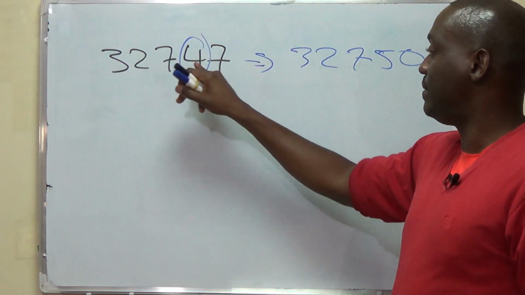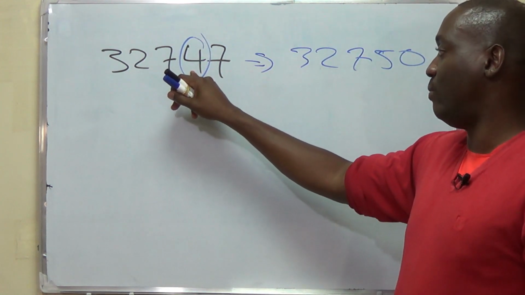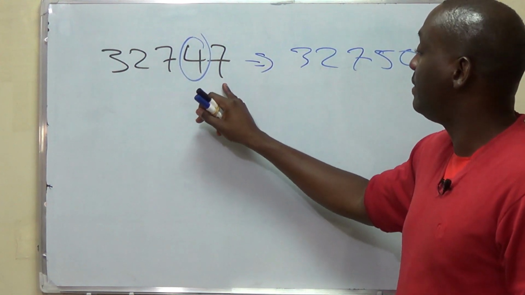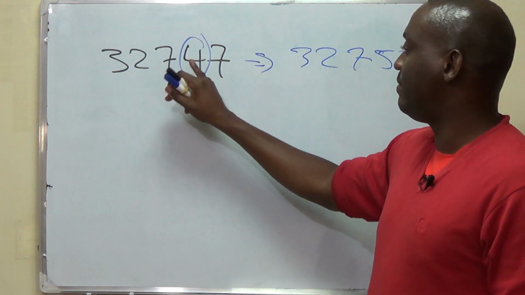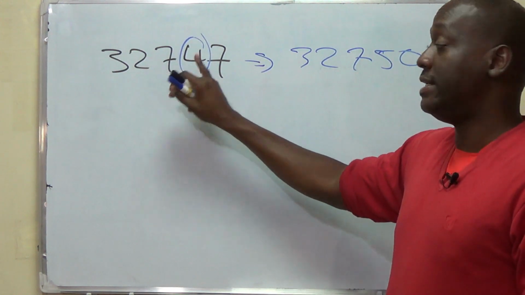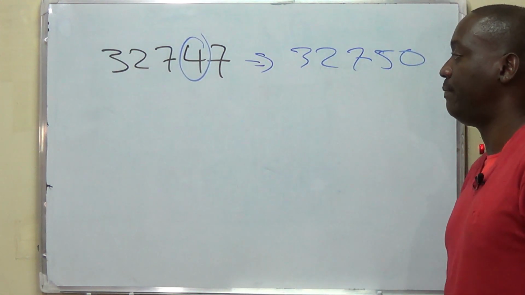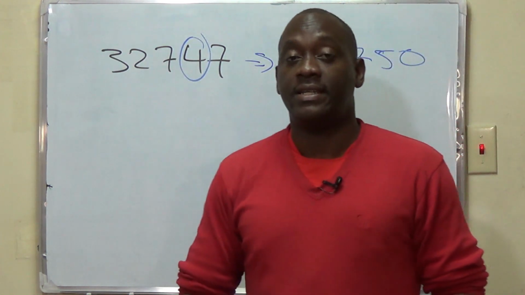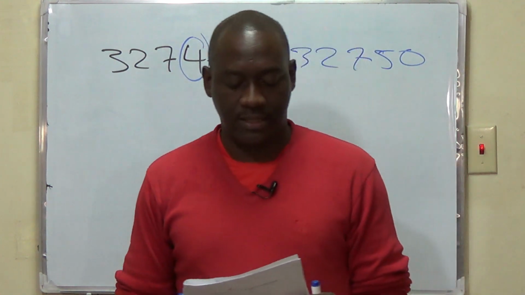Greater than 5, we change this to 5, we add 1 to whatever the number is here. If this were less than 5, then we leave this number as is. In this case, we leave it as a 4. Alright, so in this case, the answer for this question is answer B.